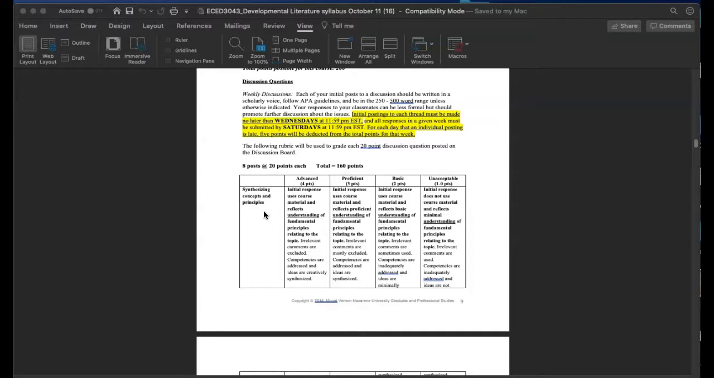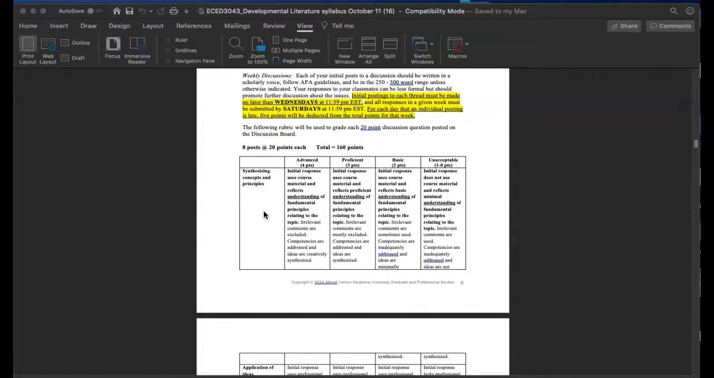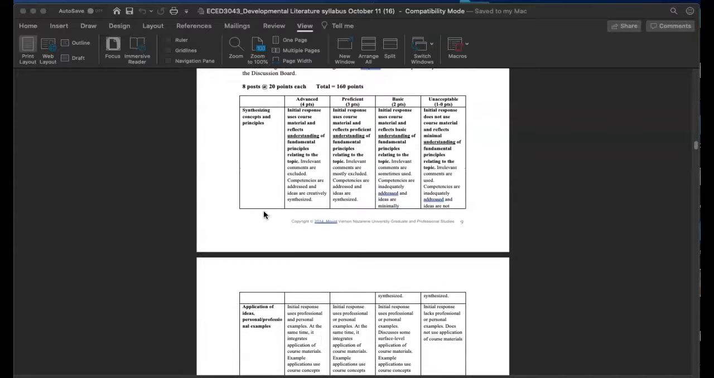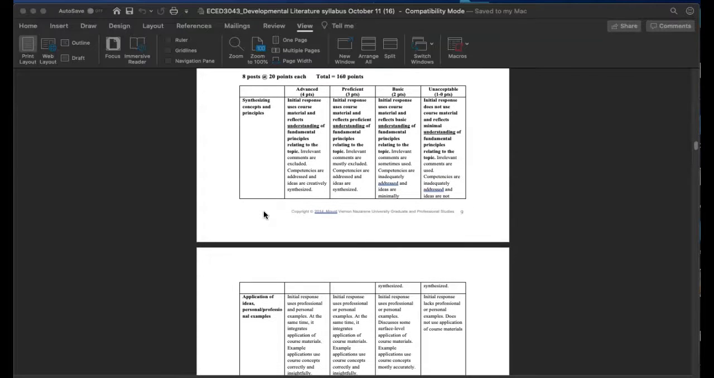Let's look at the discussion forum rubrics. Each week the discussion forum is worth 20 points.